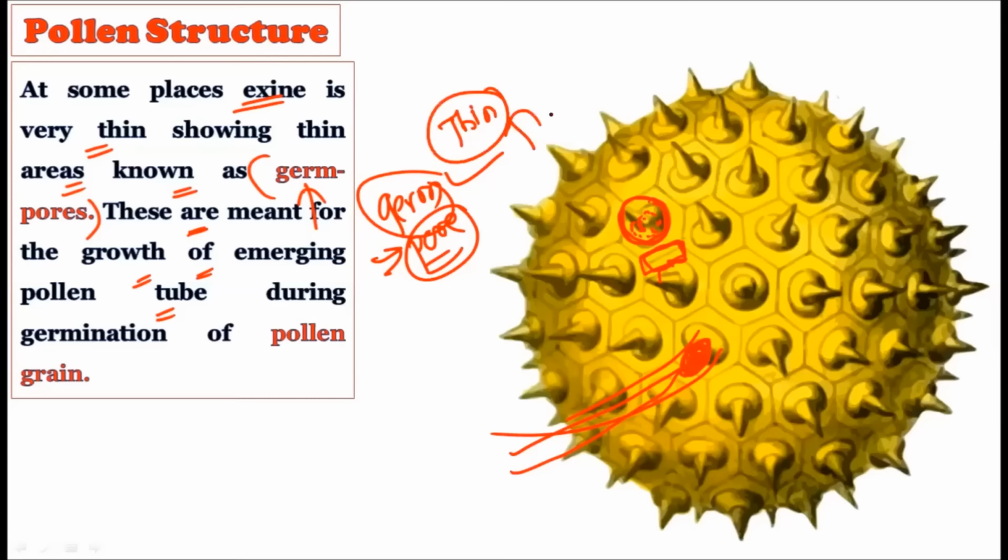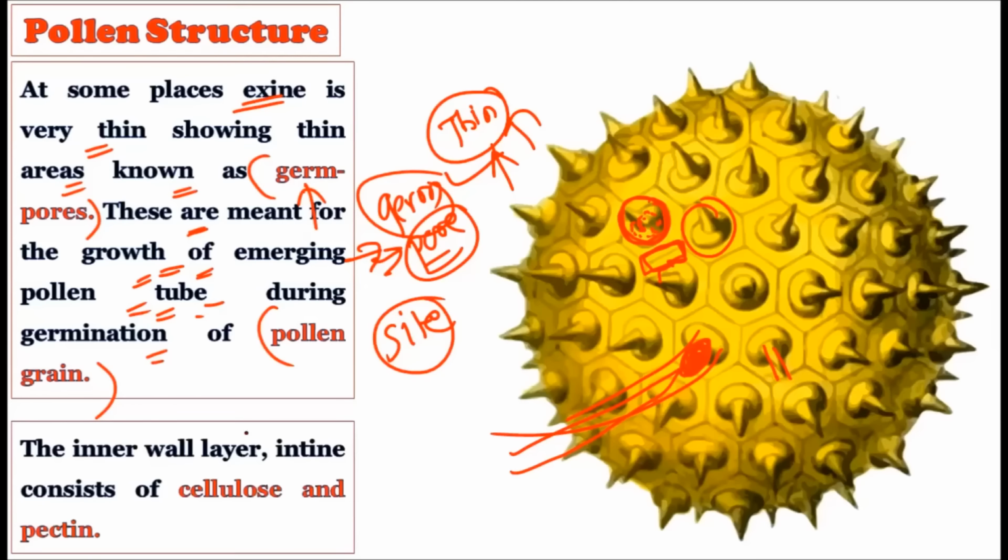This thin outer layer can be broken easily, and it will allow the pollen tube to release the male content into the egg. So what is the function of the germ pore? Germ pore provides the site from where the pollen tube will emerge during germination of the pollen grain. Once the pollen grain germinates, it is going to germinate from the germ pore. The germ pore will break, and the pollen tube will come out, and this pollen tube will reach the egg to fertilize the egg.